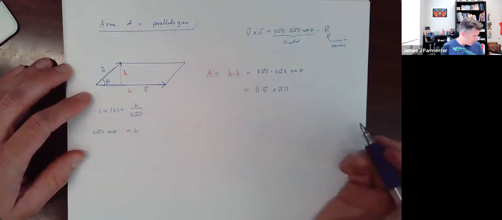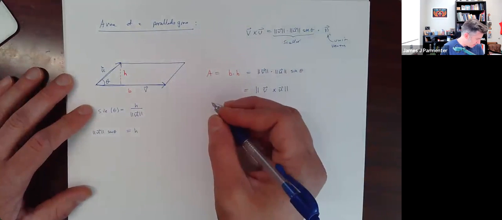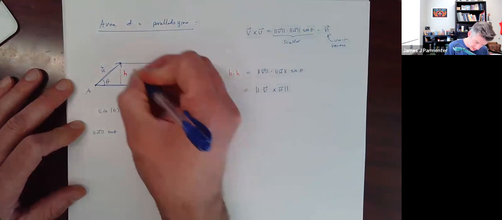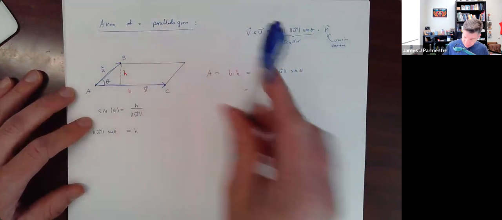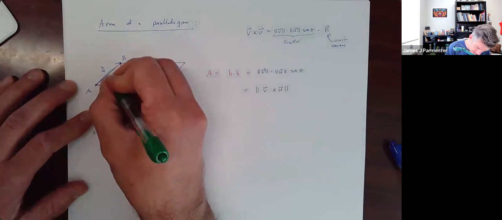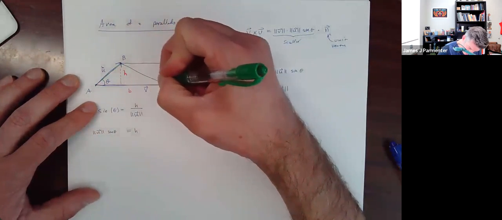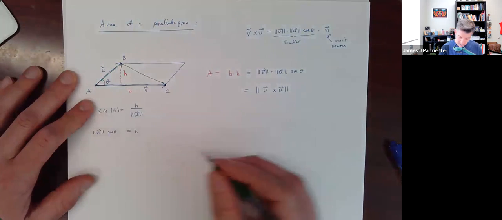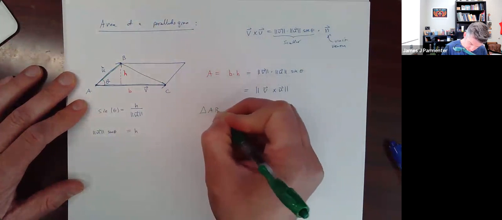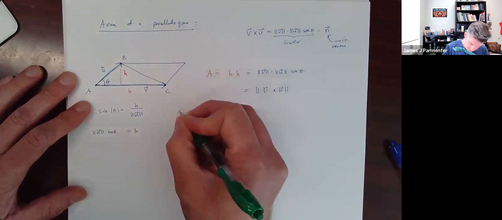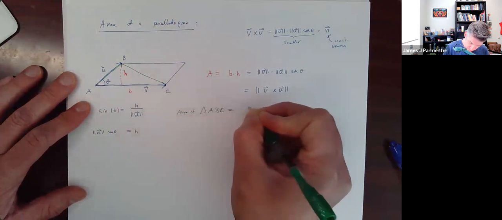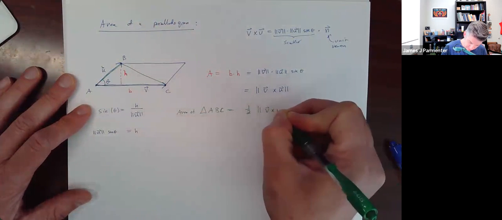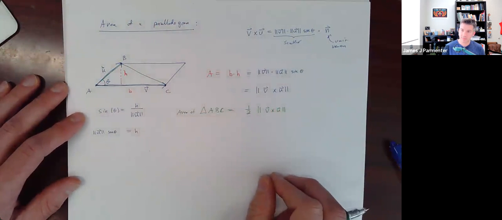So that's why you end up getting the magnitude of the cross product. And then we can also point out that if you call this point A, this point C, and this point B, and you think about this triangle ABC, that triangle is half the area of the parallelogram. So the area of triangle ABC is equal to one half the magnitude of the cross product of u and v. Cool.